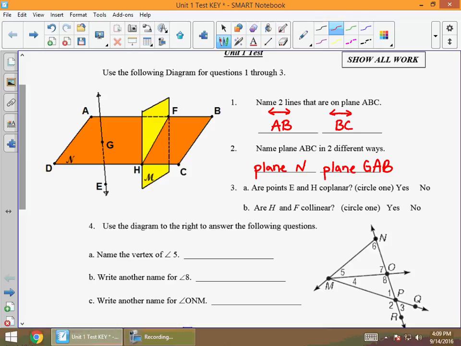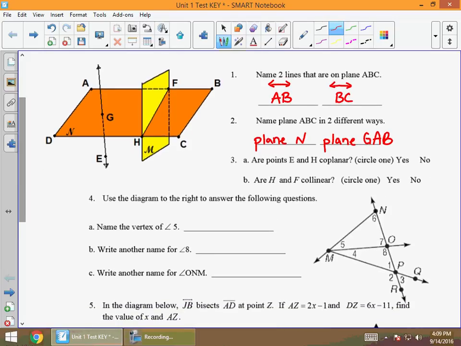Question 3, a lot of people actually forgot to do question 3. I don't know what happened. You just kind of must have jumped over it. So I did see a lot of people that jumped over this one. But it asks if the points E and H are coplanar.